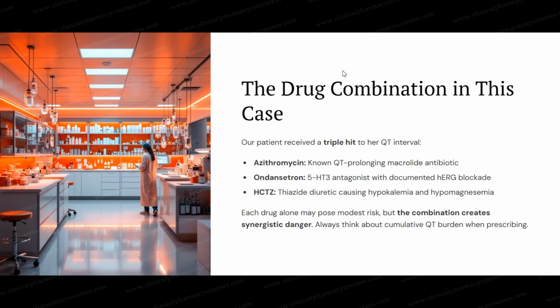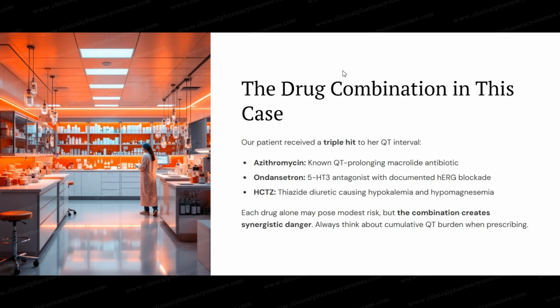Individually, these medications may pose a modest risk, but the combination, when we put them together, created a synergistic and very dangerous situation for the patient. So I don't want you to think that azithromycin is a bad drug or ondansetron is a bad drug. I'm still going to use azithromycin for community-acquired pneumonia. I'm still going to use ondansetron for nausea and vomiting. So they're not bad drugs. It's just the fact that we combined multiple QT prolonging medications in a patient that was vulnerable due to the diuretic and electrolyte abnormalities, and that led to the QT prolonging problem.